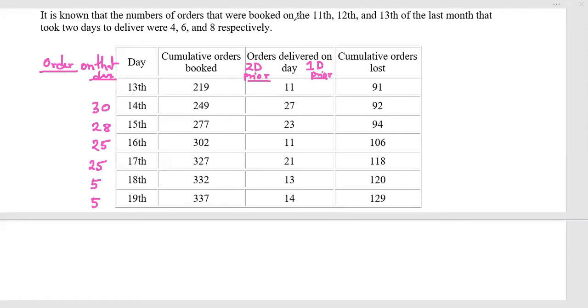It has been mentioned that the number of orders booked on the 11th, 12th and 13th of the last month that took 2 days to deliver were 4. So the 11th order, 4 in number, has been delivered on the 13th. That means it should be 4, 2 days prior. So definitely what will the 1 day prior be? 11 minus 4. That means 7 orders will be 1 day prior. So the 12th order which has been delivered on the 13th is 7.